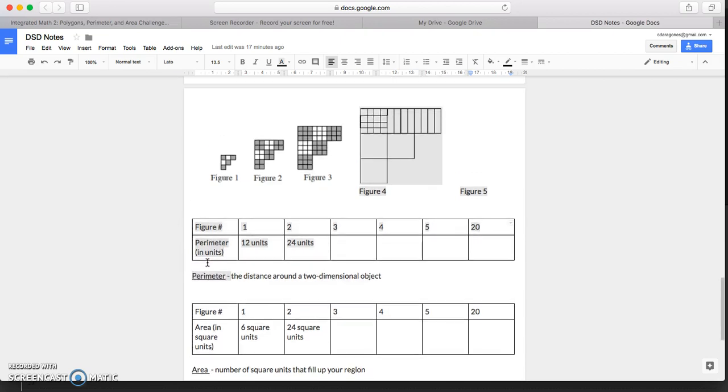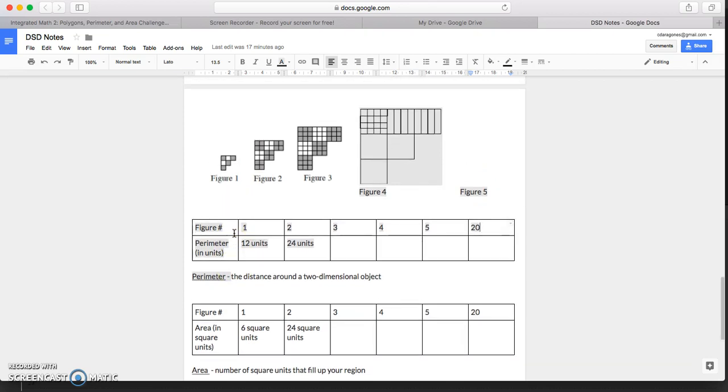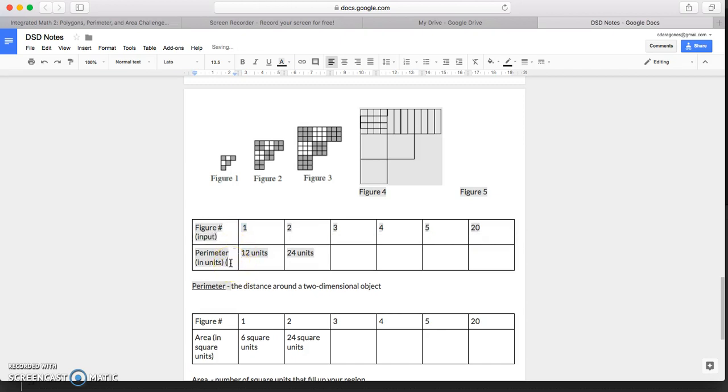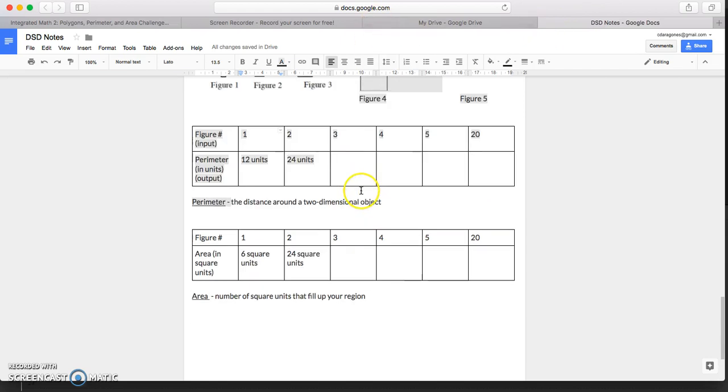So for example, let's take a look at the figure number. And based on the figure number, we have some perimeter. So our figure number is our input, and our perimeter is our output. If I told you a figure number, you should be able to give me a perimeter, right? Input is the figure number, perimeter is the output. Now, let's look at the perimeter equation. When I look at figure number 1, my input is 1, and that spits out an output of 12 units. So when I tell you your figure number is 1, the output for perimeter is 12 units.